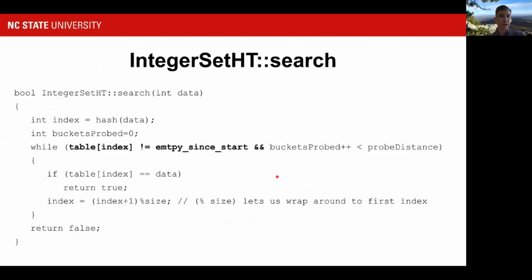Okay, so now our search function looks like this. While the table index does not equal empty since start, and while the buckets probed is less than the probe distance, then we look to see if it has the data. If either of these becomes false, we're going to break out of the loop, right? So as soon as I find an entry in the table that's empty since start, I know the data can't be there, and we're just going to give up.